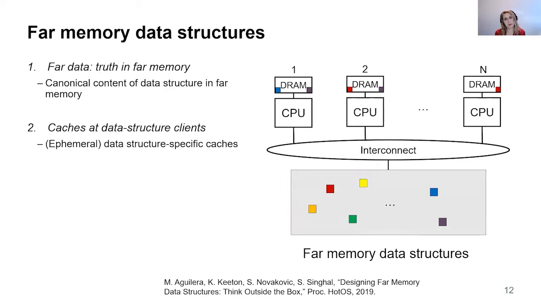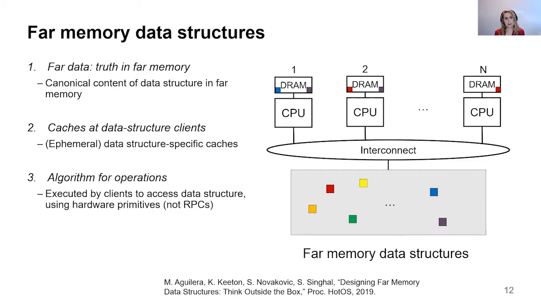And so our idea here was that these caches are really comprised of data structure specific techniques for managing the data that's being cached. And that the caches are ephemeral in that when the application exits, the state will go away as well. A final component of far memory data structures is the algorithm for how you're going to access the data in far memory. How are you going to use the primitives that the interconnect and the memory itself provide? And then also, how are you going to actually manage the data that's being cached on the local nodes?